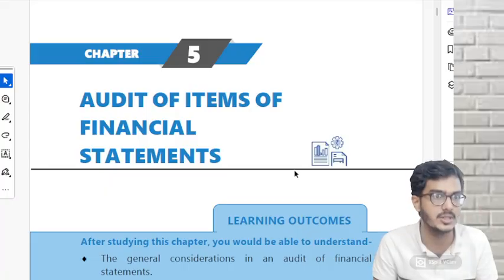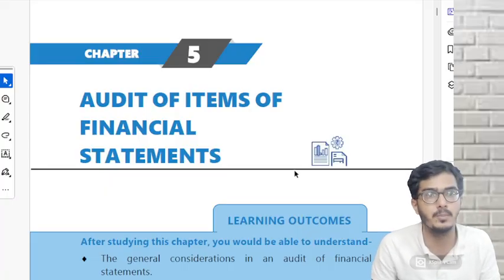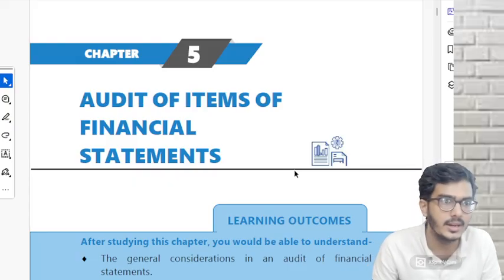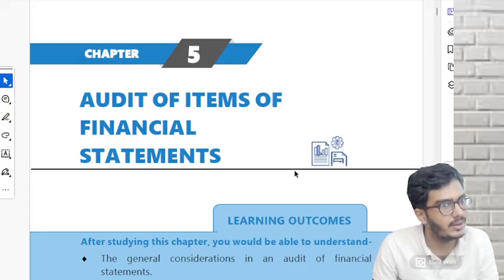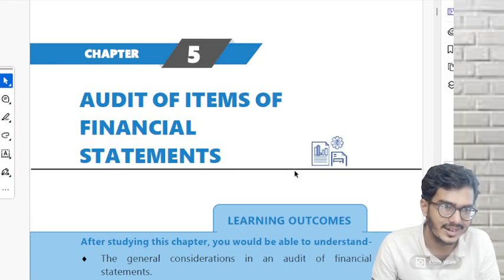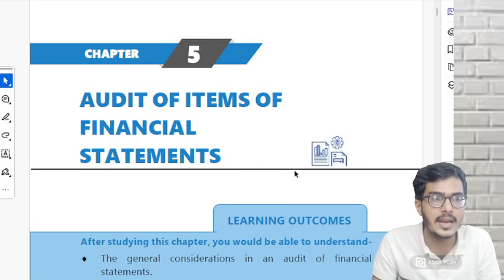Trade payables, 10 procedures. Now, this chapter is a pure practical chapter. Why? Unless you do it practically, you don't know what has to be done for trade payables. You don't know what has to be done for share capital. It purely requires what? General knowledge.